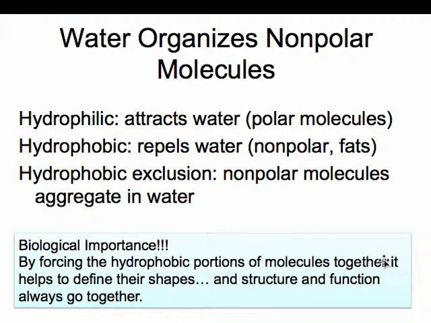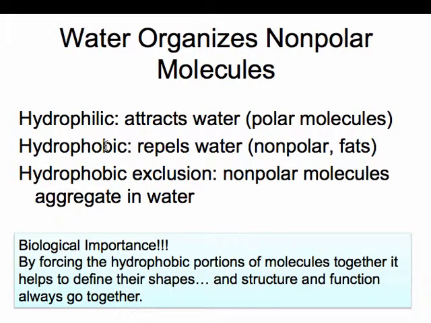And so because of these properties, water starts to organize molecules. And as we look at how water can organize molecules, we have to look at three more vocabulary words. So molecules that attract water are generally polar, like we've seen with our salt or our sodium chloride example. So molecules that attract water are called hydrophilic.